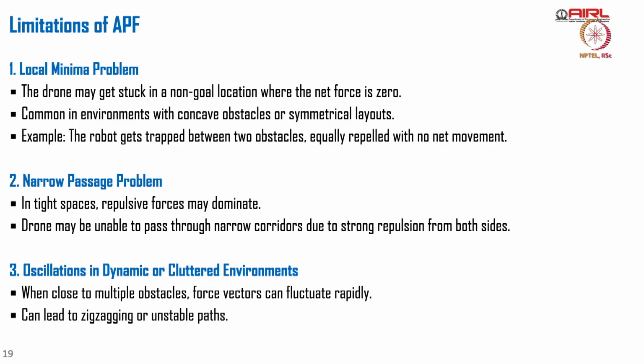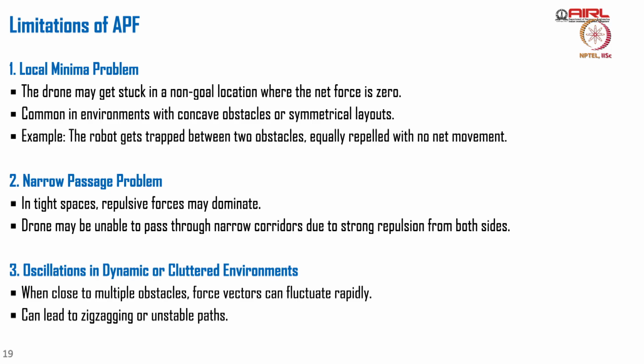Okay. What are the limitations of artificial potential field? You have a local minima problem, right? That's one of the biggest issues. The parameters that we pick can also lead to a poor solution, so we need to be careful with that. The drone may get stuck in a non-goal location where the net force is 0, which means I don't have a path to reach the goal.